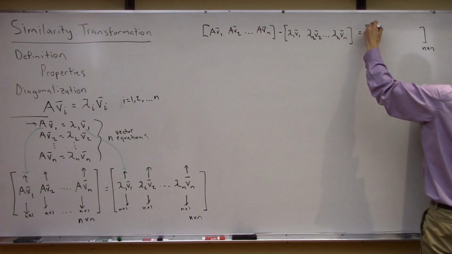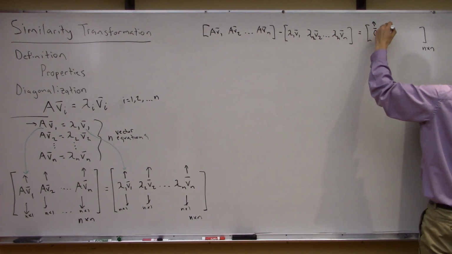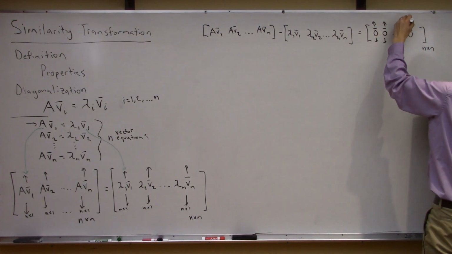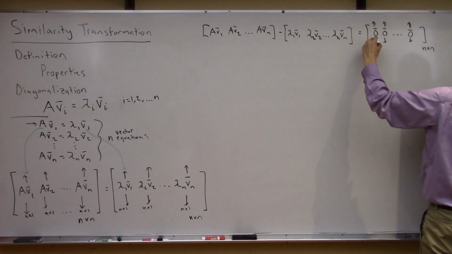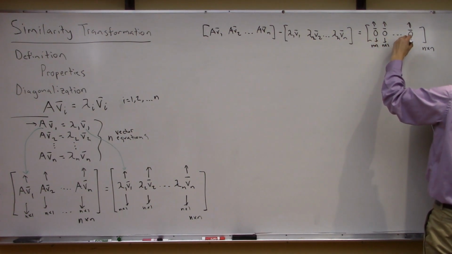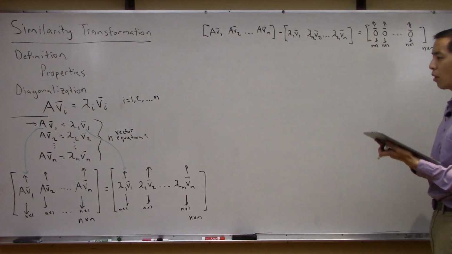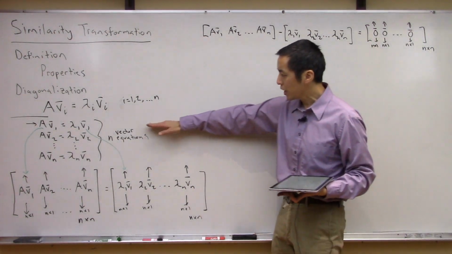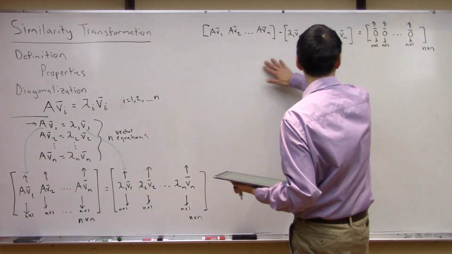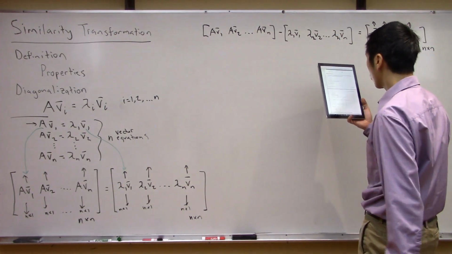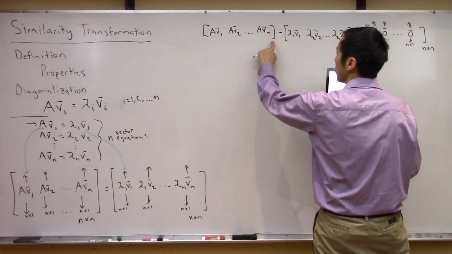So you can think about this as a 0 vector here, all the way up to another 0 vector, right? And each one of these is an n by 1, all the way up to n by 1, so you end up with an n by n. Again, I'm doing nothing more than rewriting these n vector equations in matrix form, right? Okay, so now what's great about this is let's examine this first term here.